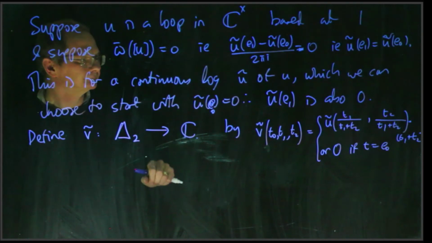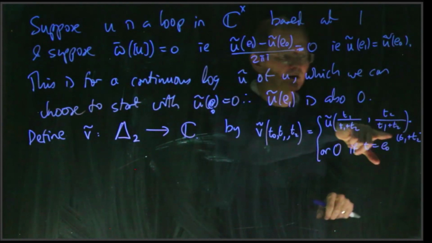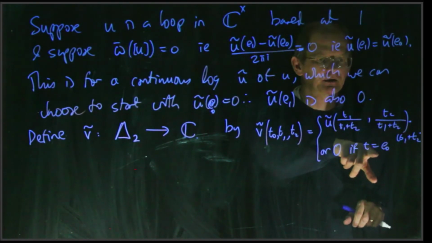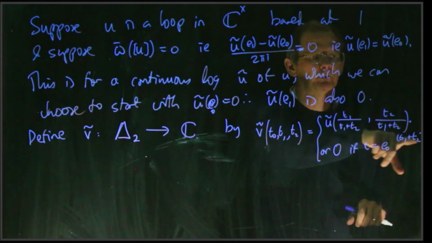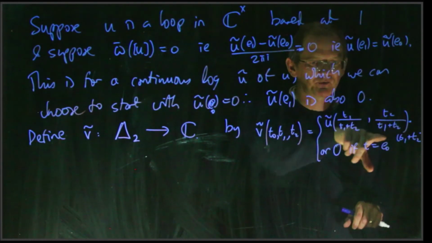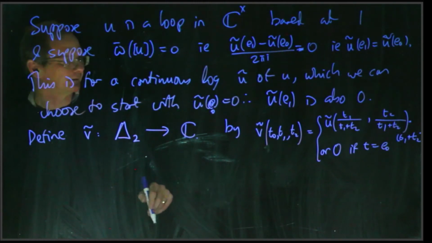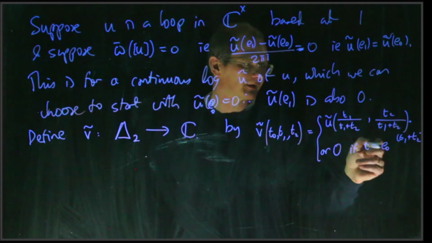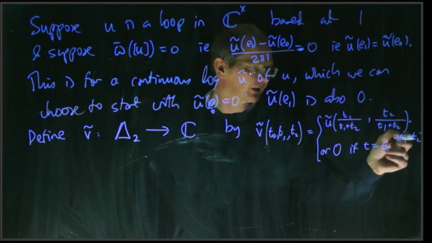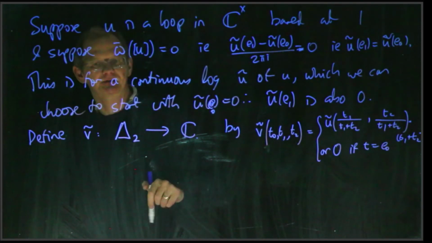Because of that, as I approach e0, t1 plus t2 will approach 0. So this is going to be continuous. It's kind of obviously continuous except at e0, and because I put in this factor of t1 plus t2, it's going to be continuous there too.